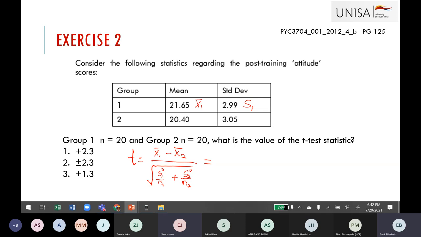I will help you with substituting the values. This is the mean for group two and this is S for group two. Let's see if you are able to calculate this. Remember, you can use the chat function as well to post your answers. Let me give you a little bit of time. Remember also to mute yourself, especially when you have kids around.